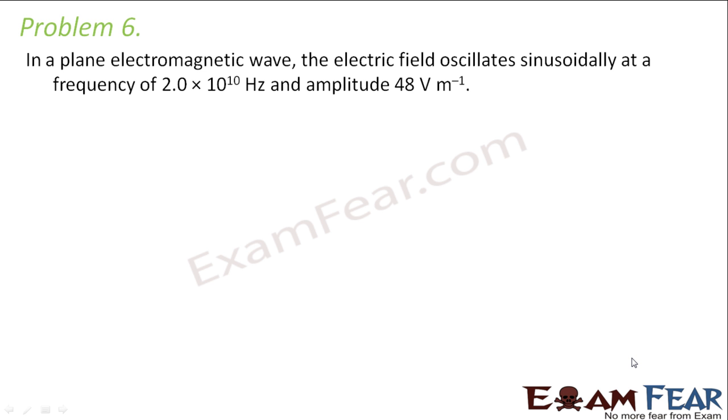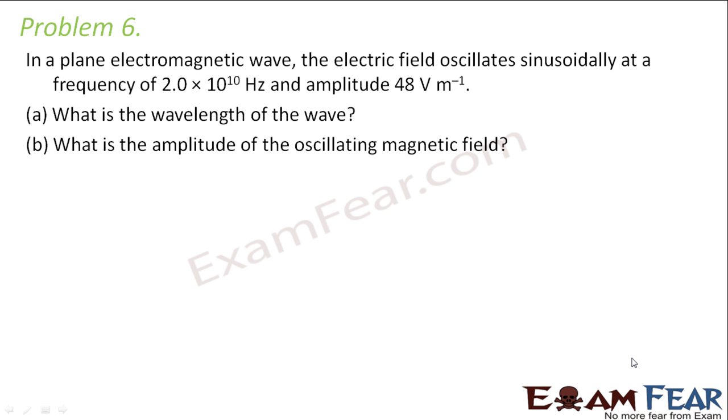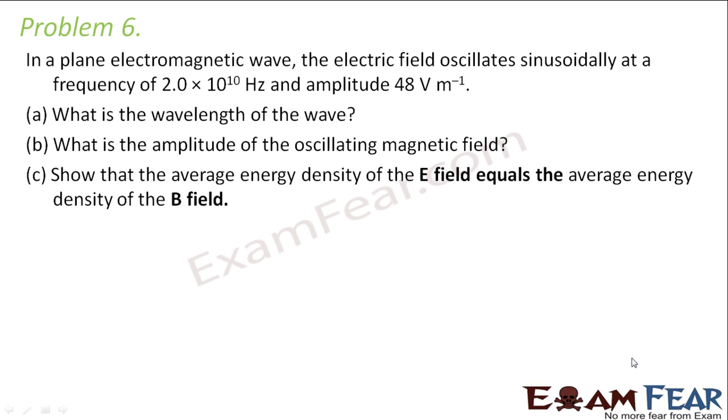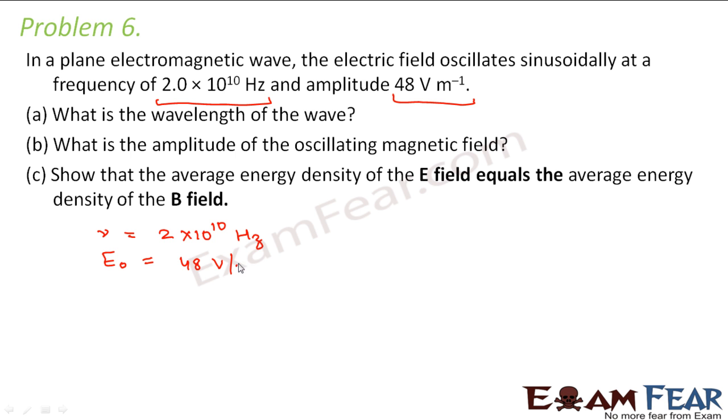Now let us look at the last and the sixth problem. It says that in a plane electromagnetic wave, the electric field oscillates sinusoidally at a frequency of 2 into 10 to the power 10 hertz and amplitude 48 volt per meter. So the frequency is 2 into 10 to the power 10 hertz and the amplitude is 48 volt per meter. This is the amplitude of the electric field, that is E naught. So E naught is 48 volts per meter.